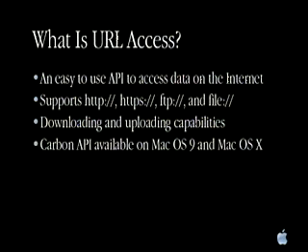What is URL access? URL access is an API that allows you to easily access data on the internet by the use of URLs. It supports HTTP, HTTPS, FTP, and file type URLs, has downloading and uploading capabilities, and it's a Carbon API that's available on both Mac OS 9 and Mac OS X.